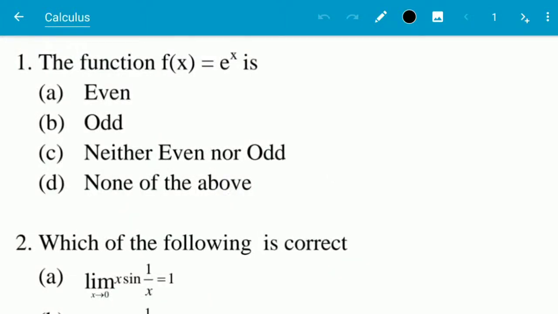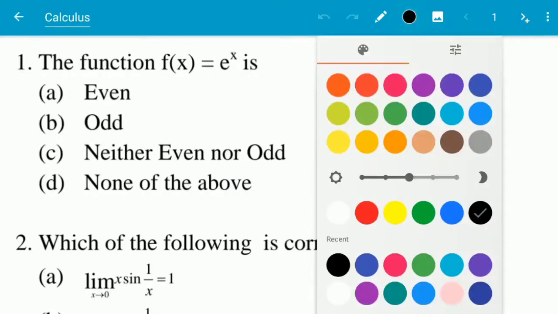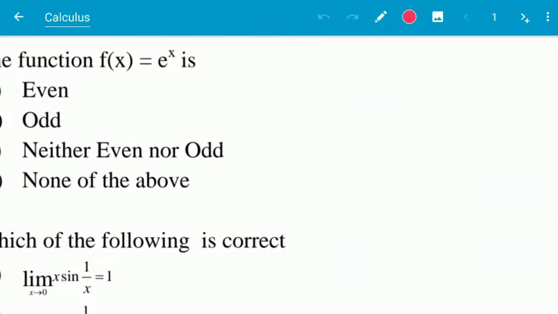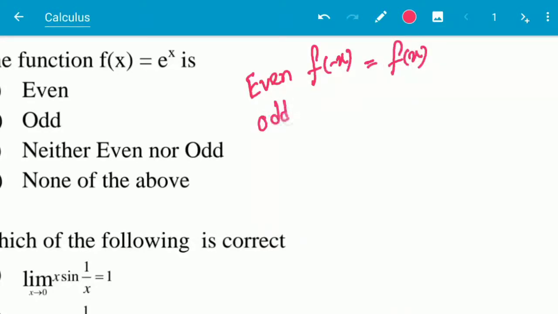First question, the function f(x) is equal to e to the power x: is it even, odd, neither even nor odd, or none of the above? So we want to first discuss what is an even function and what is an odd function. For an even function, if we put minus x, then it will be f(x). But for an odd function, if we put minus x in place of x, it will be minus of f(x).